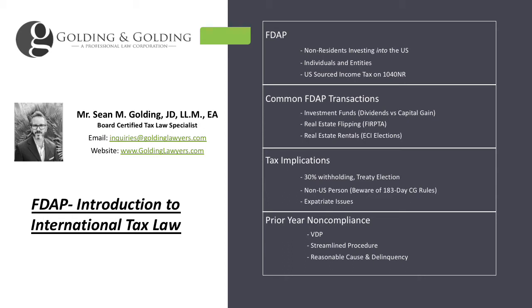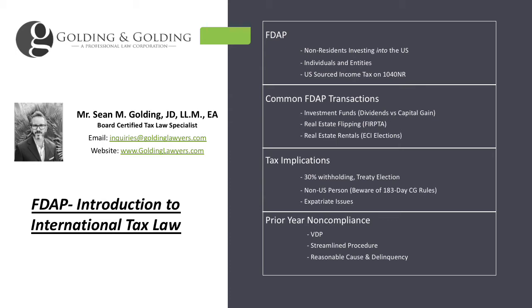Real estate, investment, flipping, rentals, that's typically going to be FDAP as well, and so there is a withholding. In fact, the renter of a real property owned by a non-resident alien is supposed to withhold 30% and shoot that over to the IRS, if that actually ever happens.